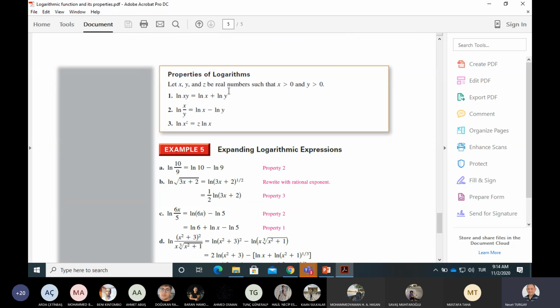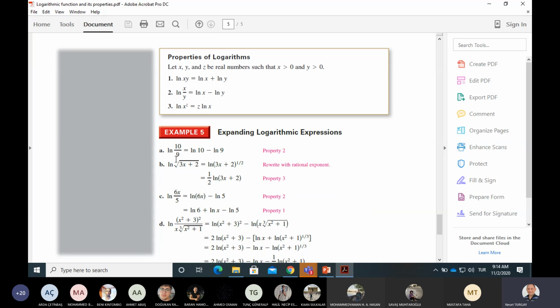Here are the main properties. Let x, y, z be real numbers such that x is bigger than 0, y is bigger than 0. So we have these properties. Ln xy is equal to ln x plus ln y. Ln x over y is equal to ln x minus ln y. And ln x to the power z is equal to z times ln x. Sometimes you are using this property.